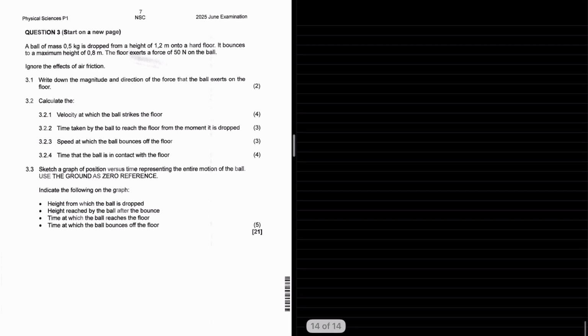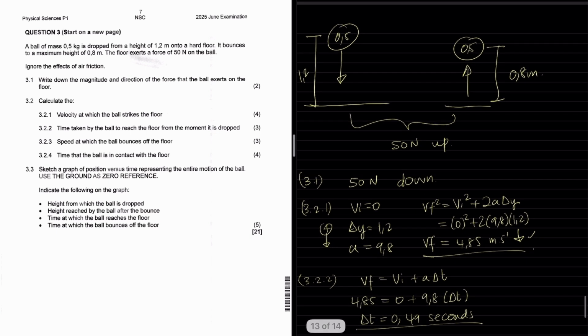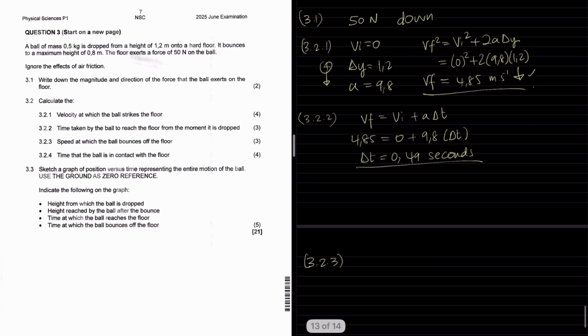All right, now question 3.2.3 says, calculate the speed at which the ball bounces off the floor. So if you think about the information that we know, it reaches a maximum height at 0.8. So that means here it's stopping. So Vf is 0. We don't know Vi. We know that the acceleration is 9,8. And since we chose down as positive, the ball is moving up in this direction. So it means that the 0.8 needs to be minus 0.8, and acceleration will remain as plus 9.8.